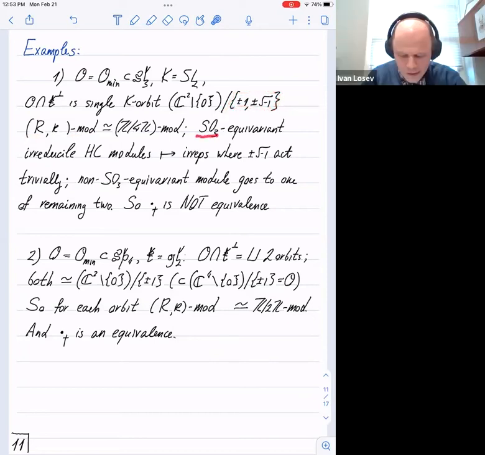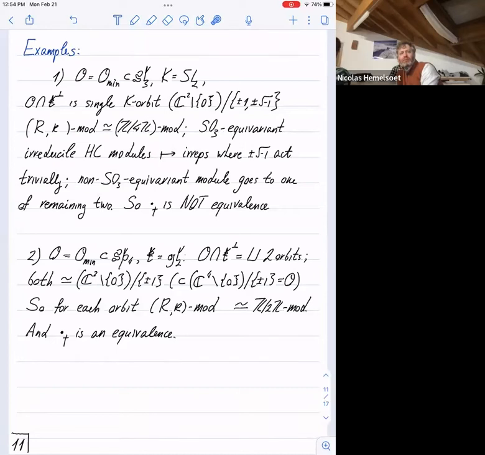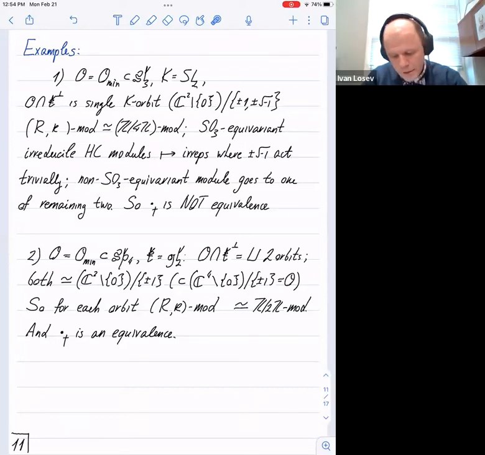Now, not surprisingly, when I do my restriction functor to SO3 equivariant irreducible Harish Chandra modules, of which I have 2, I have SO3 equivariant local systems. SO3 equivariant local systems correspond to representations of Z mod 4Z, with generator X, where the action factors through Z mod 2Z. By counting Harish Chandra modules versus local systems, both of them must lie in the image. But then I have one Harish Chandra module which is not SO3 equivariant, only SL2 equivariant. It goes to one of the remaining 2 local systems. You can actually figure out which one. Let me leave it as an exercise.